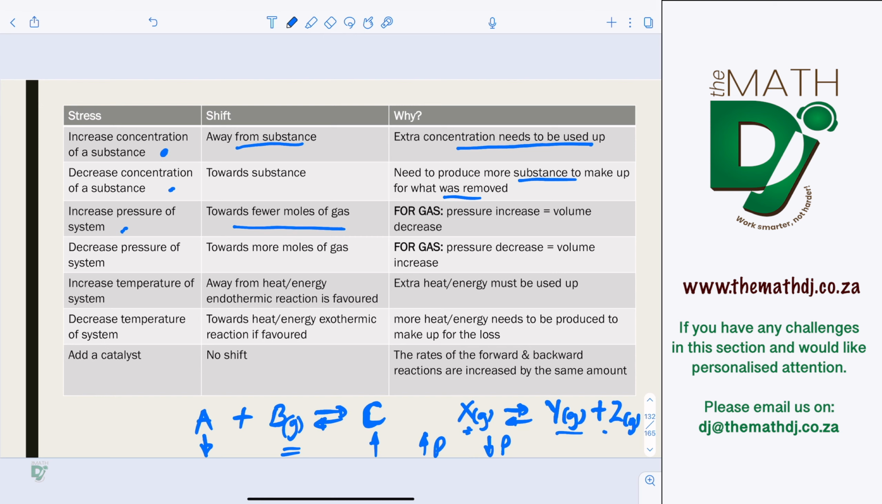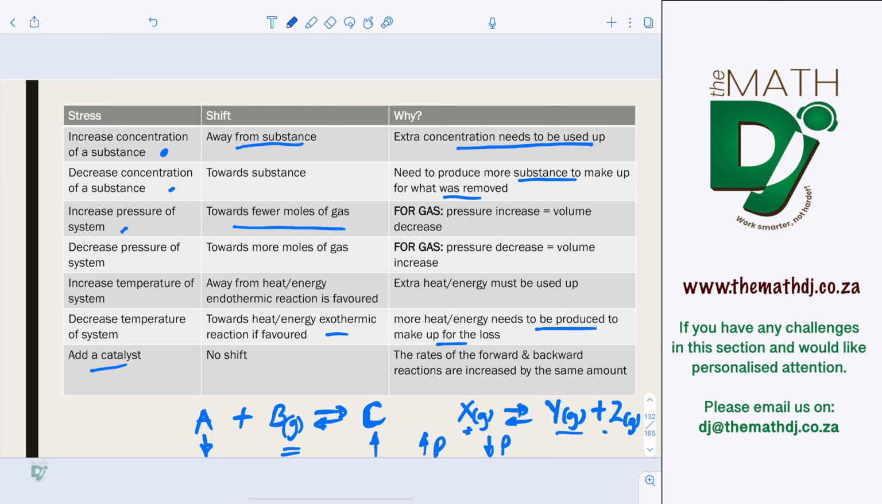Now, an increase in temperature of a system means it will favor the reaction that will absorb heat, which is the endothermic reaction. If you decrease the temperature, the shift will be towards the exothermic reaction, which means more heat will be released to the system in order to compensate for the decrease in temperature. So more heat or energy needs to be produced to make up for the loss.